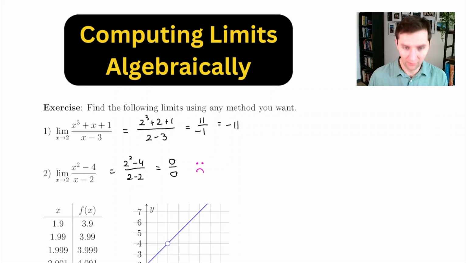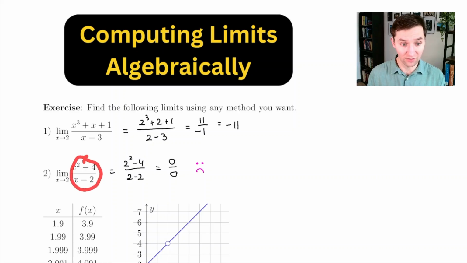This means that I was not allowed to use the direct substitution property. You can only use the direct substitution property with rational functions if the denominator does not give you 0. If the denominator gives you 0, the direct substitution property doesn't apply. So instead of using algebra here, I will use a table and a graph.